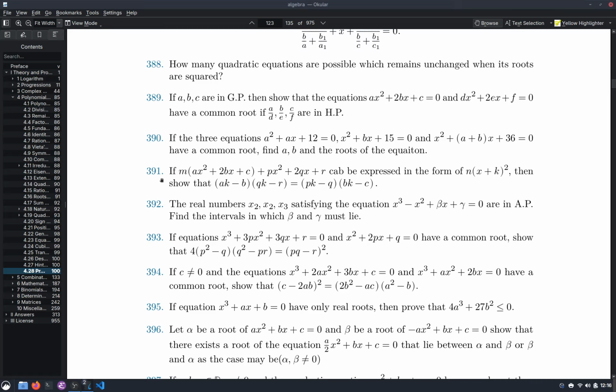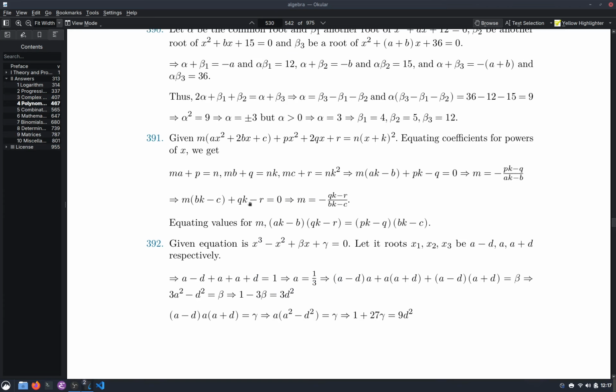Question 391 says that if m into x square plus 2bx plus c plus px square plus 2qx plus r, you can see the typo here, can be expressed in the form n into x plus k whole square, then show that ak minus b into qk minus r is equal to pk minus q into bk minus c. So now we look at the solution.